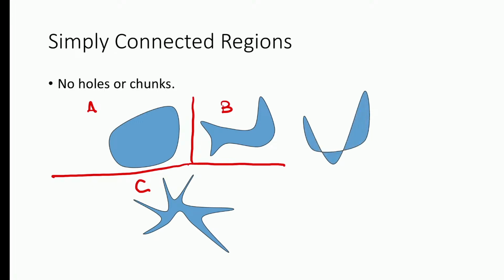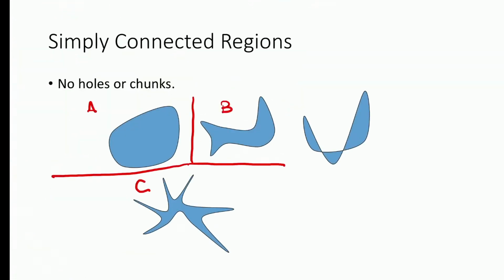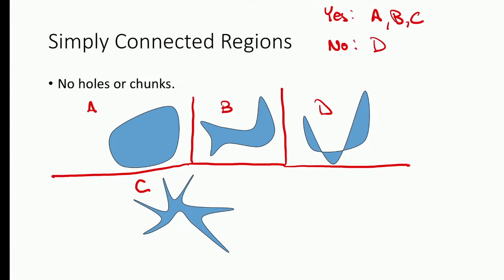So this one, unfortunately, you have these points where the region comes to a point. So that's not simply connected. We can fix this region, but for now, we're not going to be considering regions like this. So that's what I mean by a chunk. It's chunked up, kind of weird. So that's no. Here, I'll zoom back out. I'll continue drawing little lines. This one, D, is no. So here, yes, we like yeses. A, B, and C are all yeses. No is D.